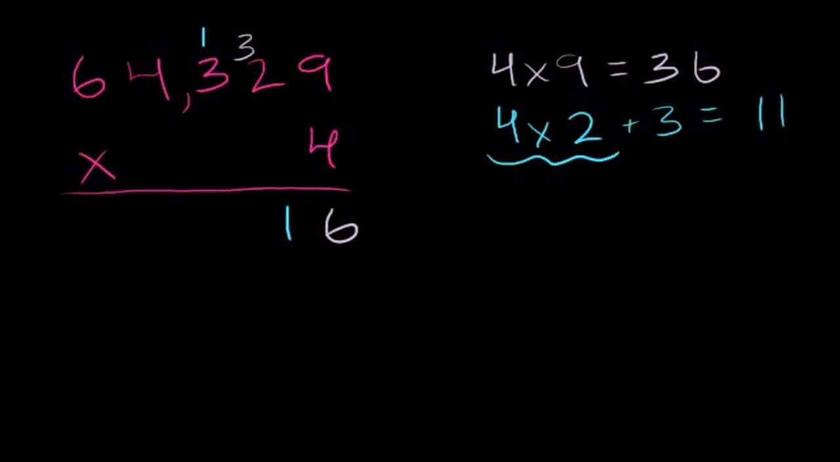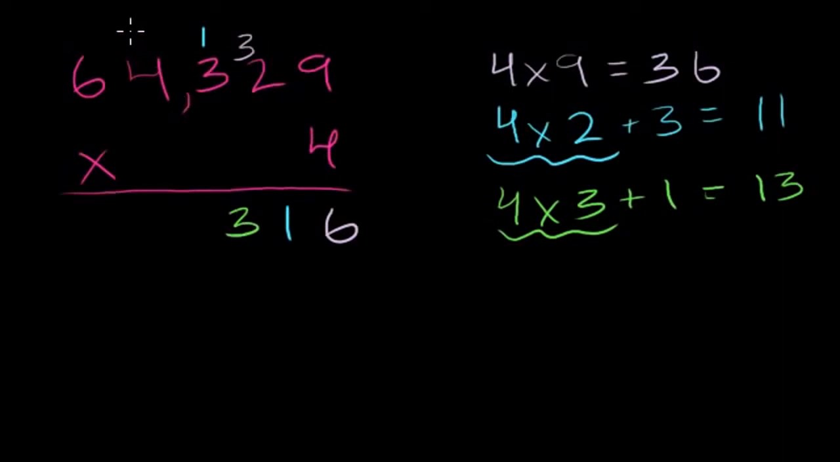Then you got 4 times 3. You got that 1 up there, so you're going to have to add that. 4 times 3 is 12 plus 1, which is equal to 13. Then you have 4 times 4. You have this little 1 hanging out here from the previous multiplication, so you're going to have to add that. And that's equal to 16 plus 1. It's equal to 17. Stick the 7 down here. Put the 1 up there.